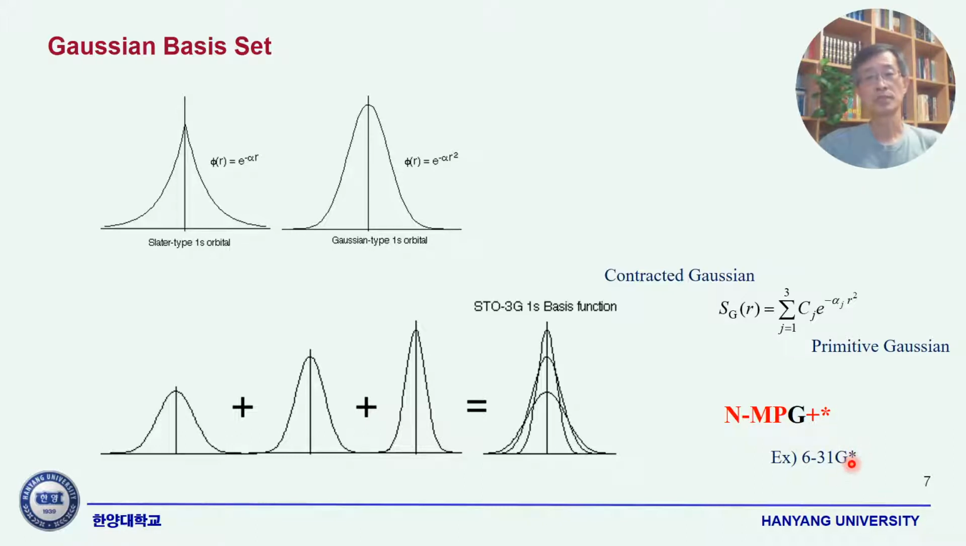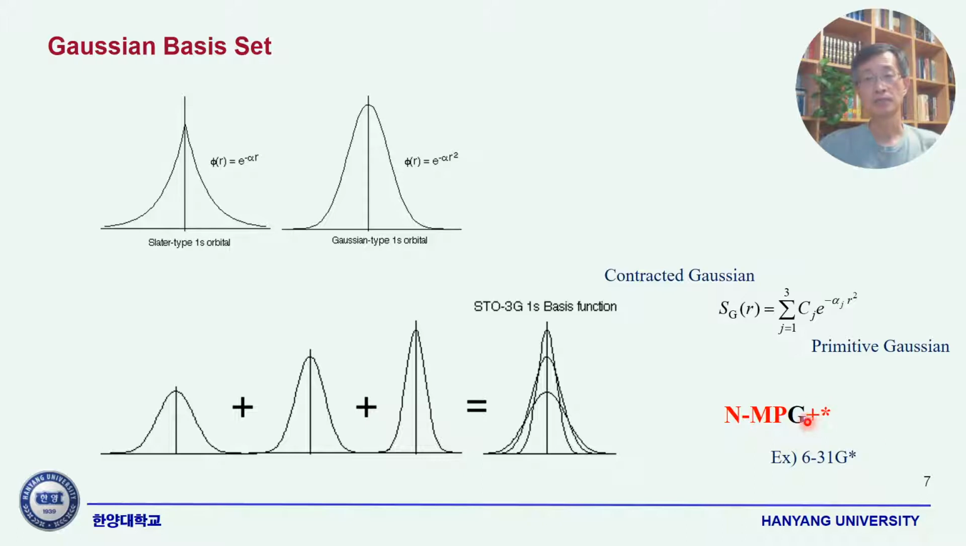So 1 star means, other than core and valence electrons, 1 more polarization function. It depends on the case, like d orbitals or p orbitals are used. One star is for the non-hydrogen atoms, but 2 stars means both hydrogen atoms and also non-hydrogen atoms. So that's what the star or double star mean.